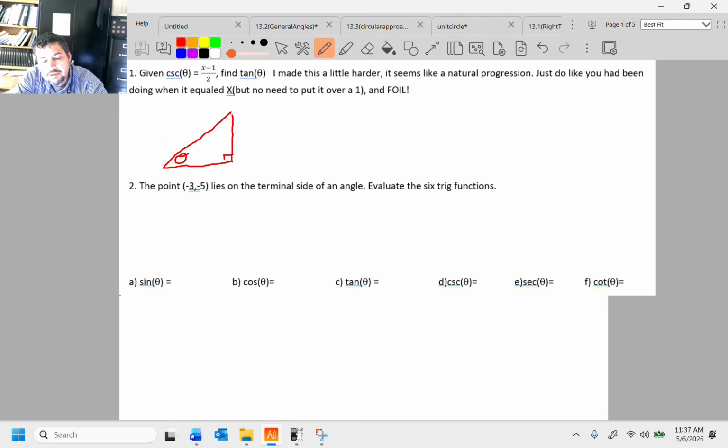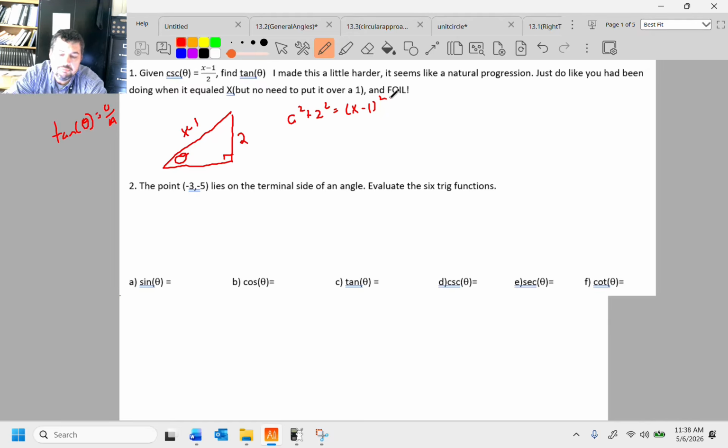The cosecant ratio, that's Santa's favorite ratio. Oh, hypotenuse over opposite. Now, the goal here is to find tangent, right? Which means you need opposite and adjacent. You ain't got it. So a squared plus 2 squared must equal x minus 1 quantity squared.